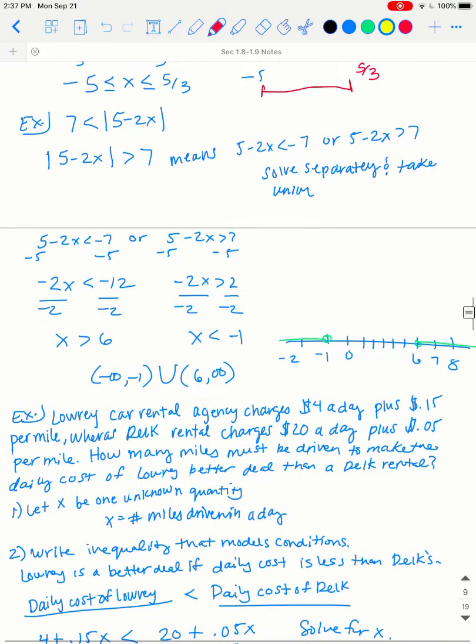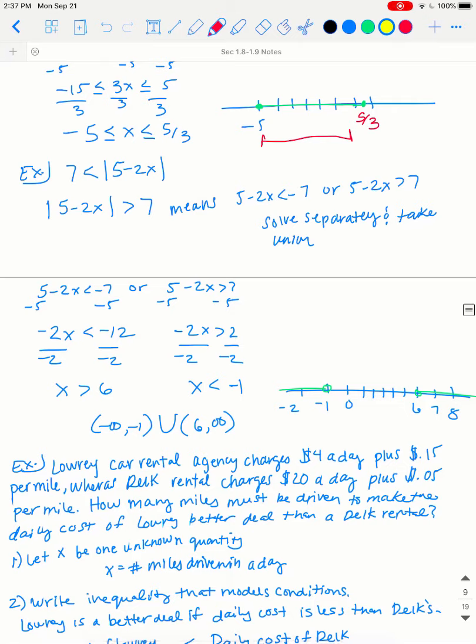Alright, another example here. I have 7 is less than the absolute value of 5 minus 2x. So I'm just going to flip the expressions around, but when I flip them, I'm going to make sure my inequality doesn't look like "or equal to." I'm flipping them so I can have this expression over here, but make sure you keep the same sign. So 5 minus 2x is still greater than 7.